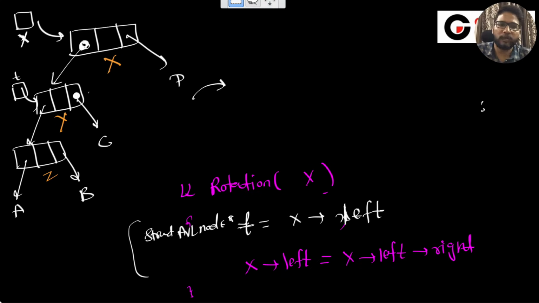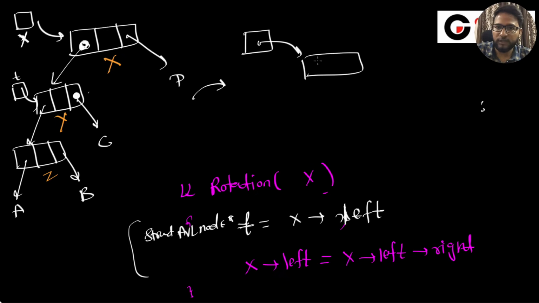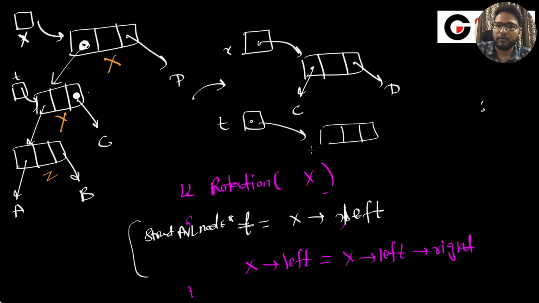See, after these two lines, I will say that this x will be pointing to the same thing, right? And then it is pointing to D, it is pointing to C. Then there is a different pointer which is T, which is pointing to the remaining tree, isn't it? So then the things are fine. Now the things are fine.